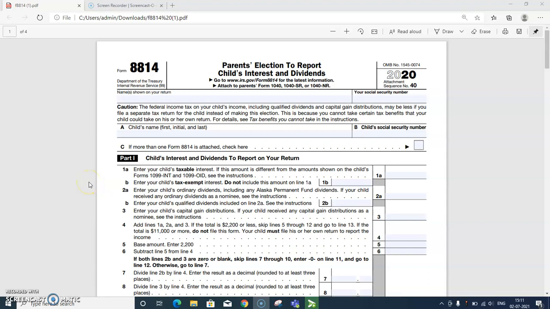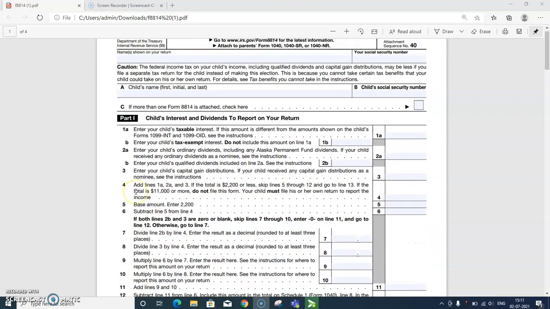Hello everyone. Today we are going to discuss Form 8814, Parents' Election to Report Child's Interest and Dividends. You can see this is basically a single page form. It consists of two parts.